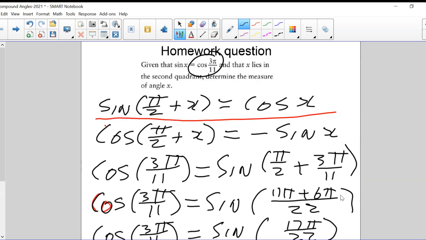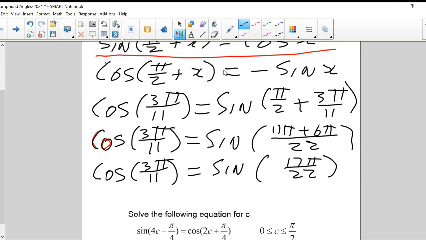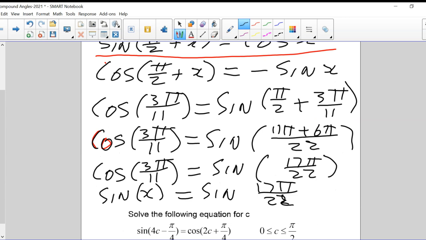Well, here's something else that we said. We also said that the sine of x was equal to this thing here, right? So that means that the sine of x, which is what we said the sine of 3 pi over 11 was, is equal to the sine of 17 pi over 22. So if that is the case, then what does x equal then? What is the value of x if that is the case? The sine of x is the same thing as the sine of 17 pi over 22. So what's x then? 17 pi over 22, exactly.